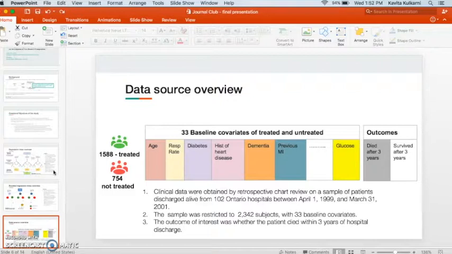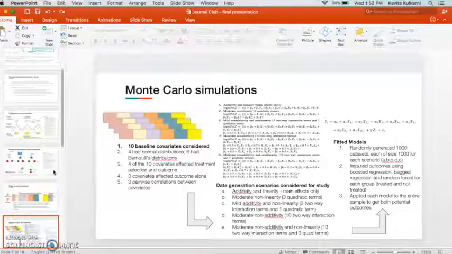And essentially, the outcome of interest that was used within the study was whether the patient survived after 3 years of discharge or did the patient die. So this is the data set that they procured.